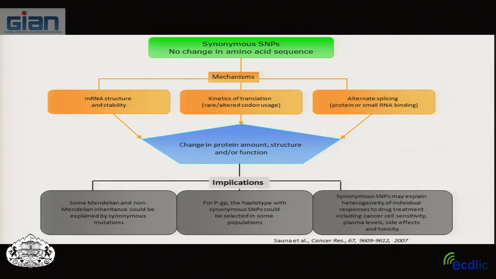And these are the implications: some Mendelian or non-Mendelian inheritance could be explained by synonymous mutations. For PGP, the haplotype with synonymous SNPs could be selected in some populations. So this haplotype, the C435, is actually very common in the Indian population. It's not a wild type. But this study was done in Singapore of the Indian population, who were staying in Singapore, and I don't know whether anybody has followed this with people in India. So synonymous SNPs may explain heterogeneity of individual responses to drug treatment, including cancer cell sensitivity, plasma level, and side effects, and that could actually explain why we have pharmacokinetic differences in some of these populations.